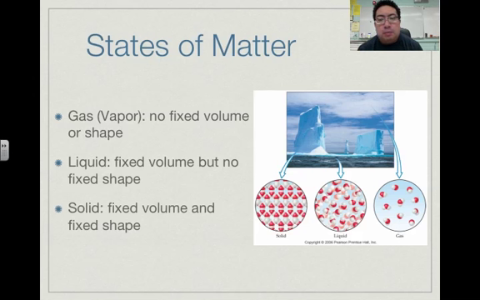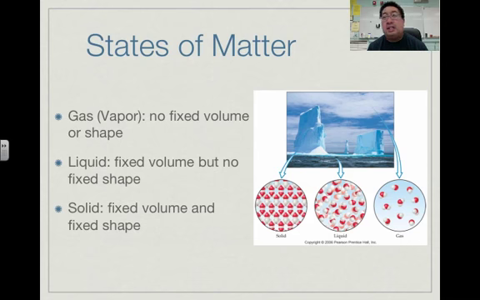So, again, most of this is going to be a review, so I'm not going to belabor too much of this. There are three states of matter. There's gas or vapor. It has no fixed volume or shape. There's a wide space between the particles that make up gases, and there is a small amount of attraction, but not much, due to their space separating them.